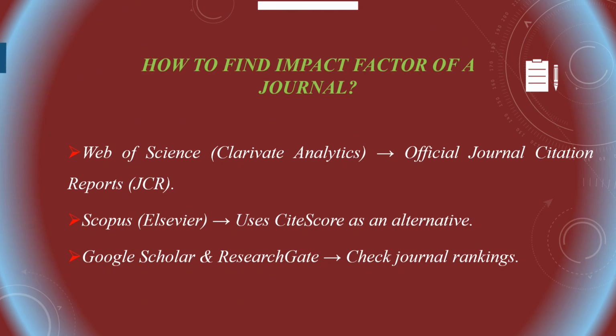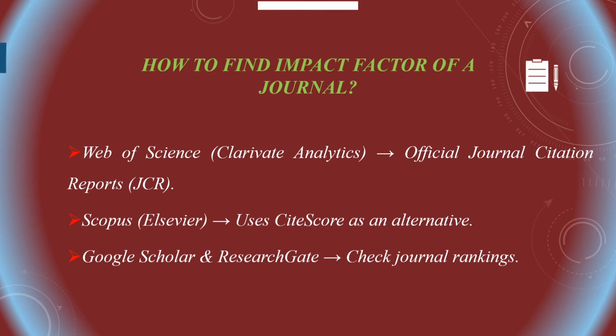How to find the impact factor of a journal? Basically, you can find it from Web of Science. That is the official Journal Citation Reports, JCR, that is issued every year on the first of July, issued by the Web of Science, right?